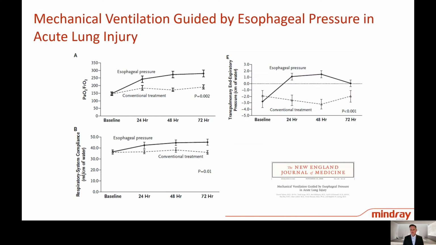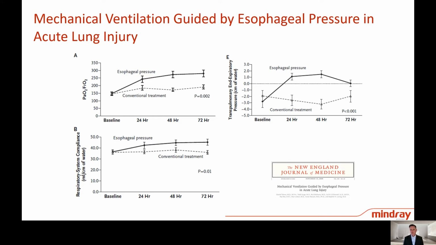In 2008, Daniel Talmor et al. published mechanical ventilation guided by esophageal pressure in acute lung injury. They found that oxygenation and respiratory system compliance can improve significantly if an esophageal pressure guided protocol is used, compared with the conventional treatment with the ARDSnet table for guiding PEEP in acute lung injury and ARDS.